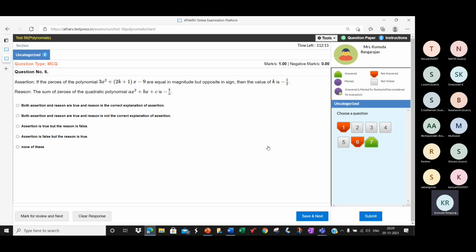Sum of the zeros, because it's given that the zeros are equal in magnitude but opposite in sign. So if one zero is alpha, the other one is beta, which is minus alpha. Equal in magnitude, like 5, 6, 7, and opposite in sign. So if one zero is plus 7, the other one is minus 7, or minus 1 by 5 and plus 1 by 5. So in this case, you will have to go with the sum rule. The sum of the zeros is equal to minus b by a.